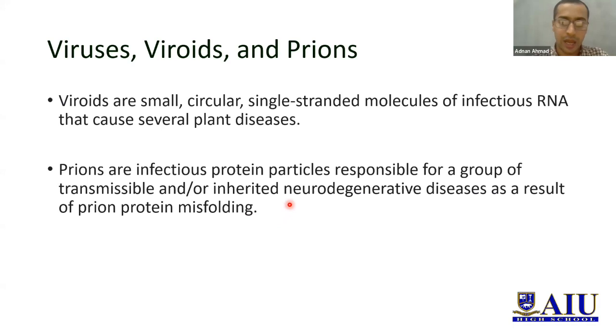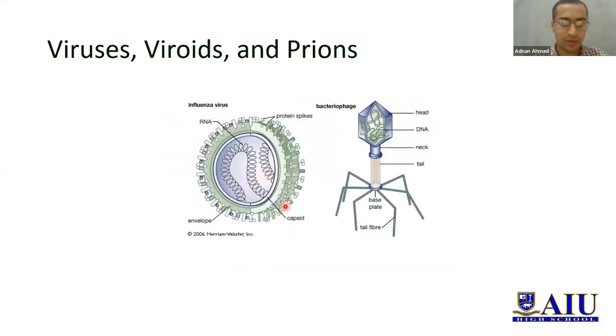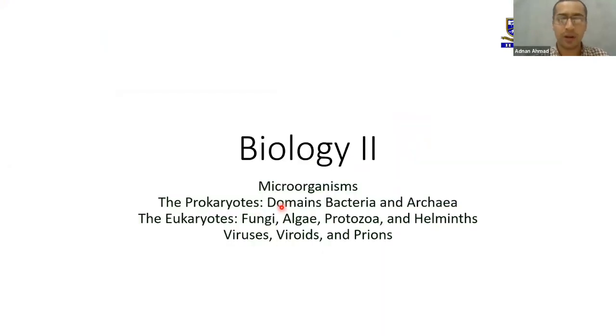So now let us summarize this and see what we have studied. We started from microorganisms. We discussed different types of microorganisms, where they live. You know, they are extremophiles. Then we talked about prokaryotes, the cells or the microorganisms that do not have a nucleus. So they consist of bacteria and archaea. And then we discussed eukaryotes in detail, fungi, algae, protozoa, and helminths. And then we finally came to viruses, viroids, and prions. So this was today's lecture.